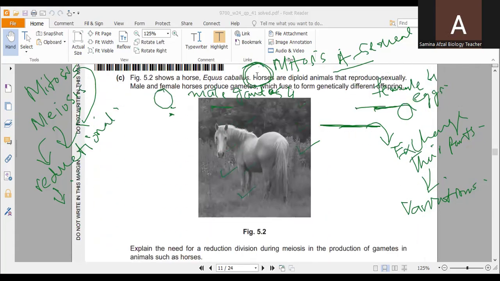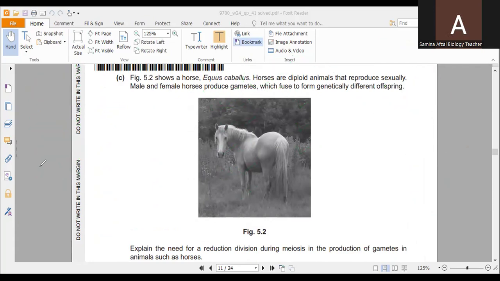Now we are moving towards the next question, where we can see figure 5.2. Equus caballus, horses, are diploid animals that reproduce sexually. Male and female horses produce gametes which fuse to form genetically different offspring. Already told you that as a result of meiosis, the chromosomes exchange their parts, and as a result of that exchange, the chromosomes separate from one another randomly. So they will be genetically different from one another.